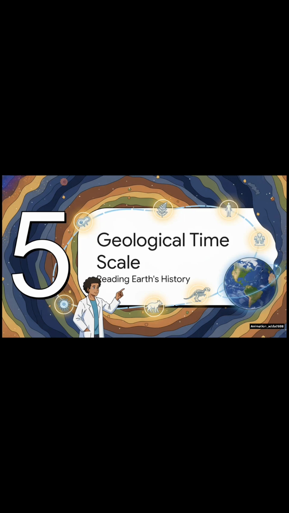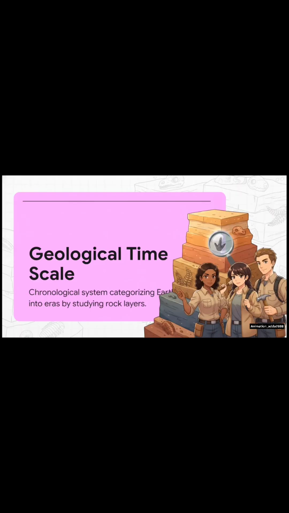Let's move to Section 5 and see how this builds into the geological timescale. So, how exactly do scientists keep track of this immense continuous history? They use the geological timescale. It's basically a chronological system that categorizes Earth's massive history into distinct, manageable eras. They do this by reading the planet's history directly from the stone beneath our feet, studying layers of rock in a process called stratigraphy.